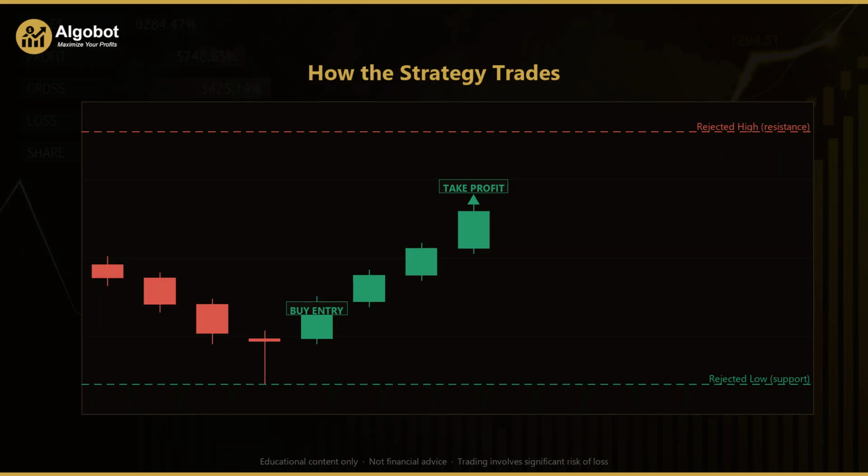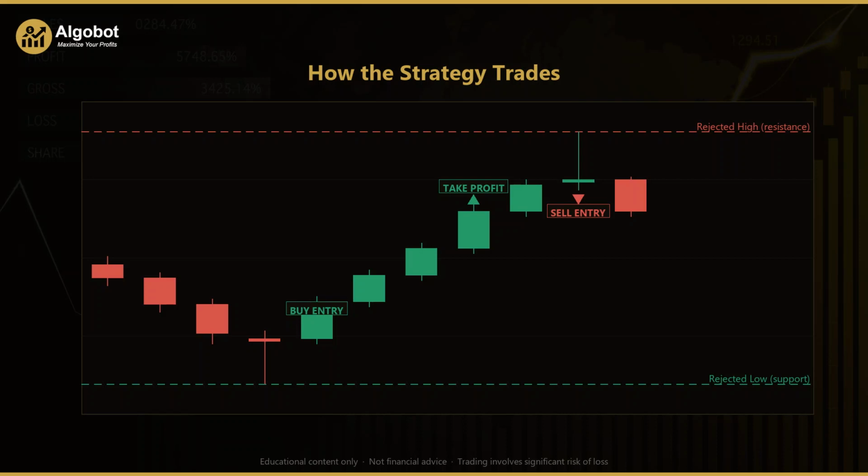Because of that, the engine arms a buy stop just above the candle's high. On the next bar, price reclaims that level, the order becomes active, and the buy entry marker appears. From there, price works its way up, and when it reaches the take profit level, a reward to risk multiple above the entry, the long trade closes at its target.